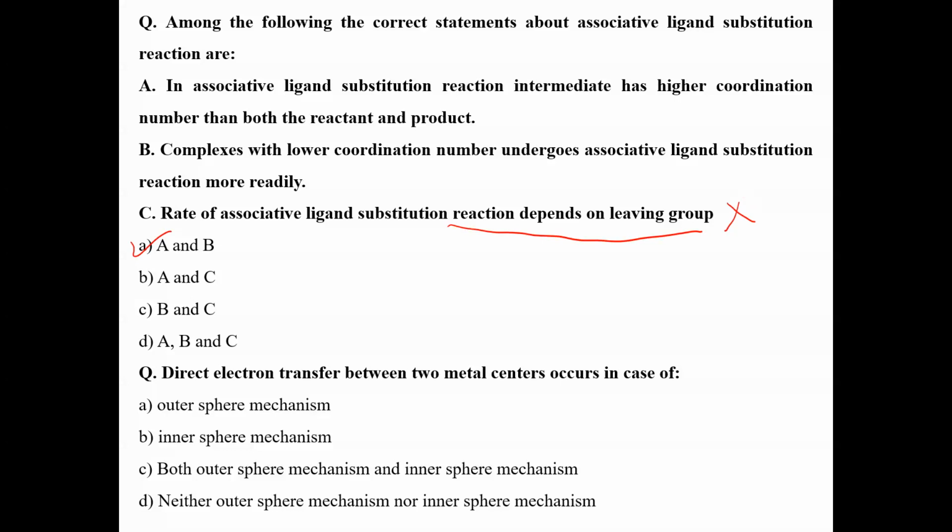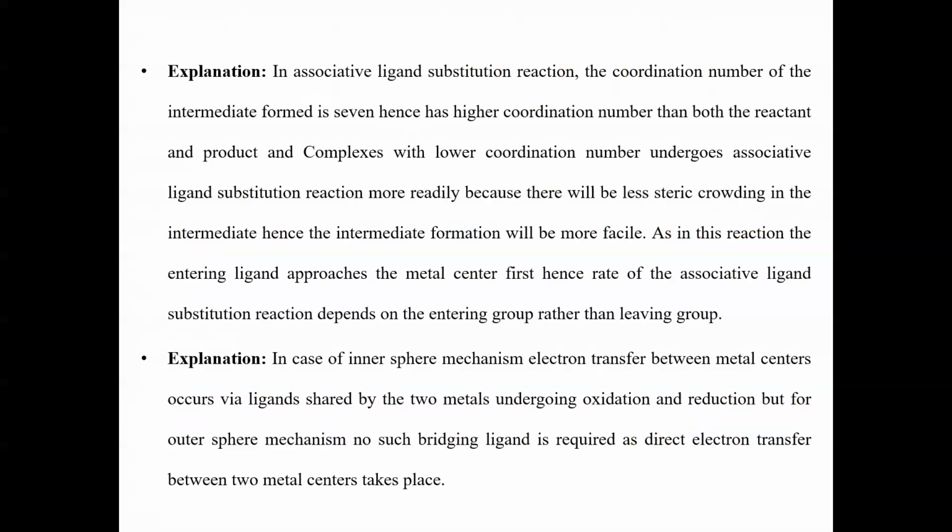Okay, and about the second one, as I have already told you, direct electron transfer between two metal centers will occur in the case of outer sphere mechanism. In case of inner sphere mechanism, electron transfer between metal centers occurs by the ligand shared by the two metals undergoing oxidation and reduction. But for outer sphere mechanism, no such bridging ligand is required, because direct electron transfer can take place between the two centers. Clear?